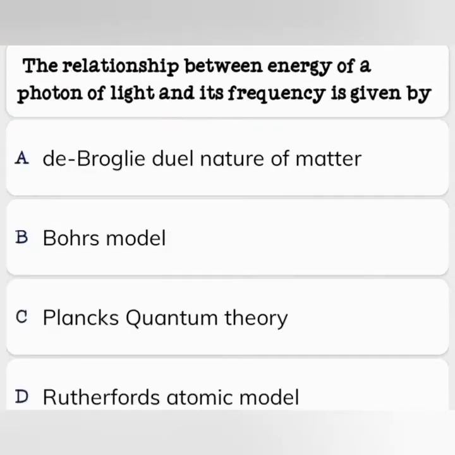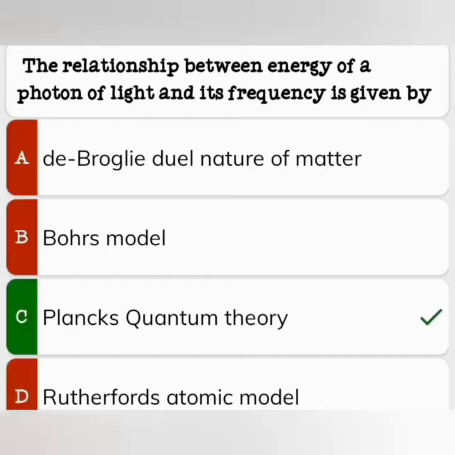The relationship between energy of a photon of light and its frequency is given by A. de Broglie dual nature of matter, B. Bohr's model, C. Planck's quantum theory, D. Rutherford atomic model. Yeah, so the right option is C, Planck's quantum theory.